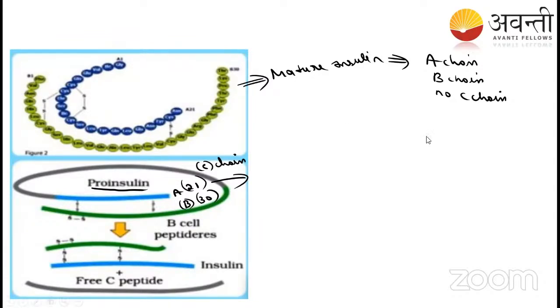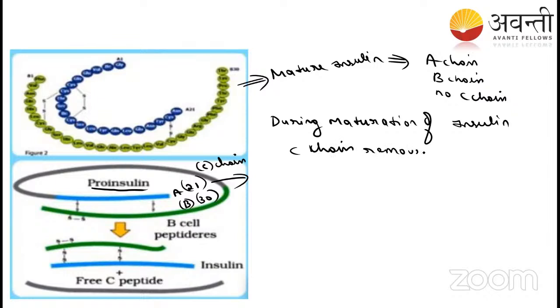So what happens now? During the maturation process, during maturation of insulin, the C chain is removed. This is very important: the C chain will be removed. But this maturation process, the removal of the C chain, does not happen in bacteria. So one of the companies synthesized the A chain and the B chain separately.